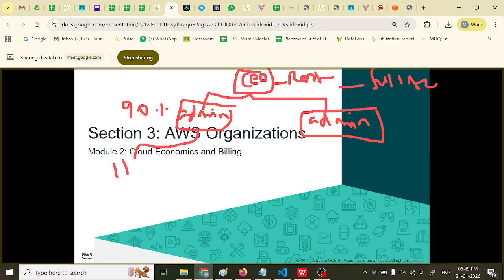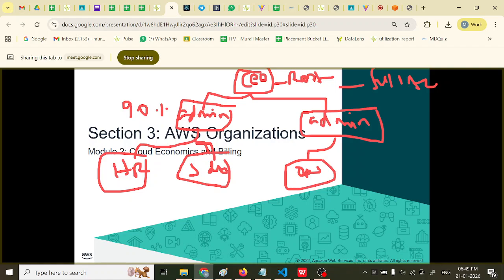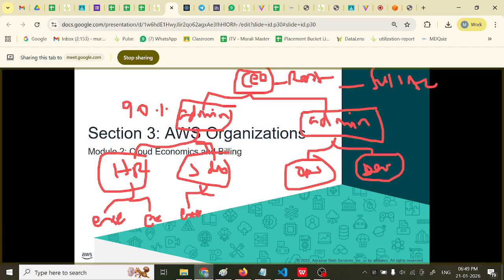These admins will create the HR team, sales team, operations team, and a development team or production team. Under them they will have executives, executive 1, executive 2, and so on.